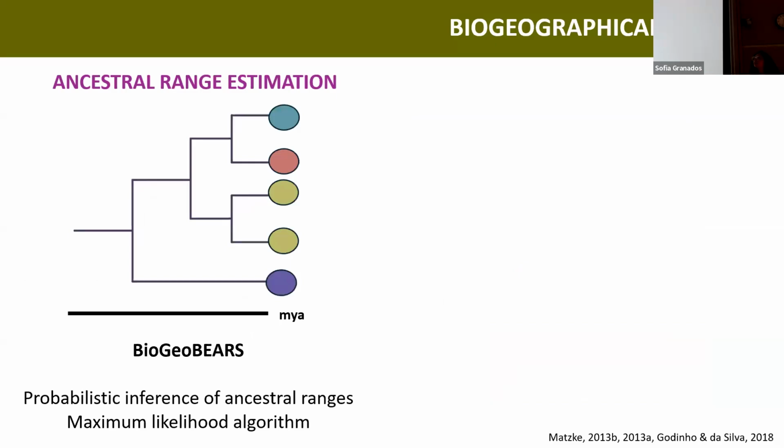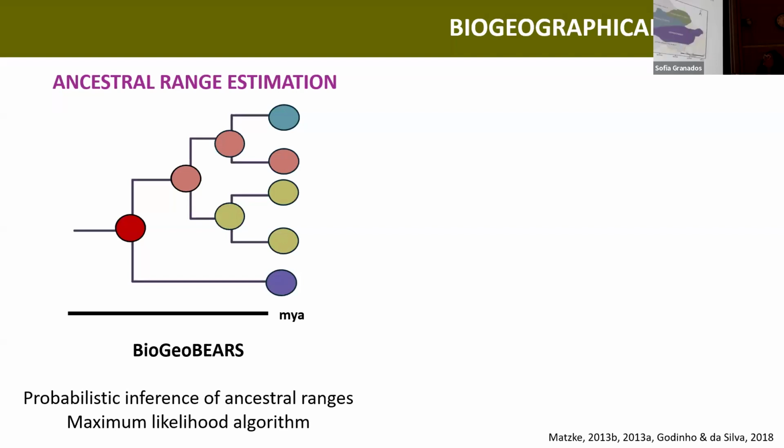For that, I first performed an ancestral range estimation analysis. What it means is that once you have your time-calibrated phylogeny, which is very useful for this analysis, and if you have knowledge of the current ranges of the tips of the tree, of the samples that you have, you can estimate the ancestral ranges of the nodes that are more internal in the tree. To do that, I use an R package called BioGeoBEARS, which uses probabilistic inference through a maximum likelihood algorithm to estimate those ancestral ranges.